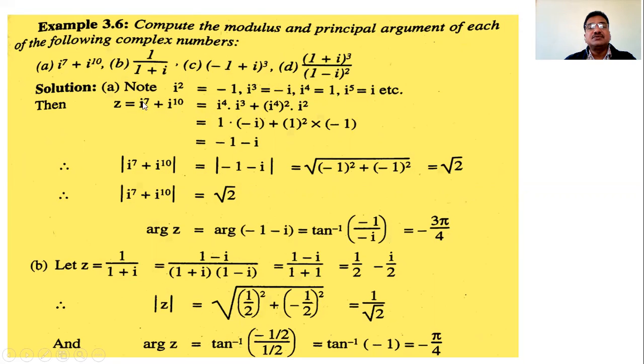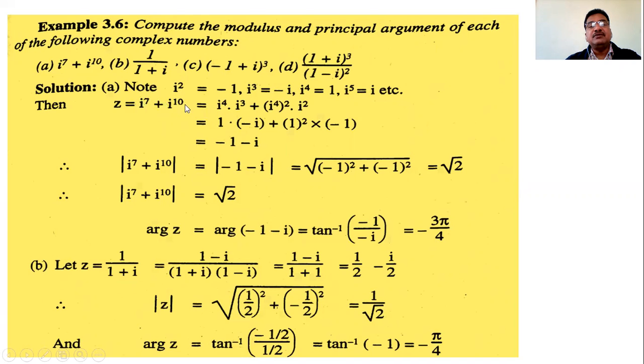Then similarly, i raised to 7 is what? i raised to 4 into i raised to 3. i raised to 4 is plus 1 and i cube is minus i. Or i raised to 7 is i square into i square into i square into i, that is minus 1 into minus 1 into minus 1 into i, so the value is minus i.